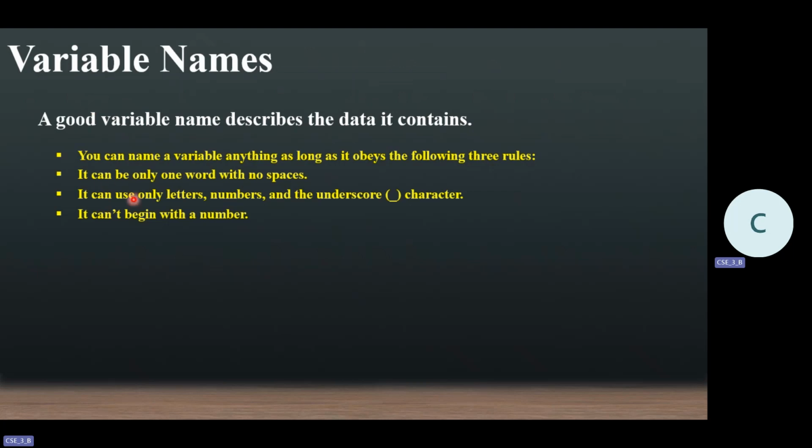Let us go one by one. A variable name can be only one word with no spaces. It can use only letters, numbers, and the underscore character, and it can't begin with a number. So what is a good variable name? A good variable name describes the data it contains.